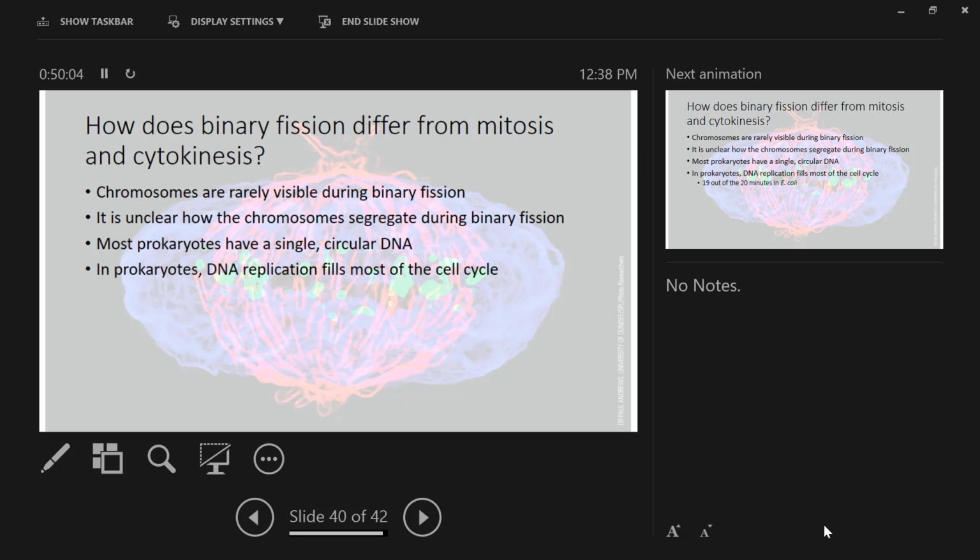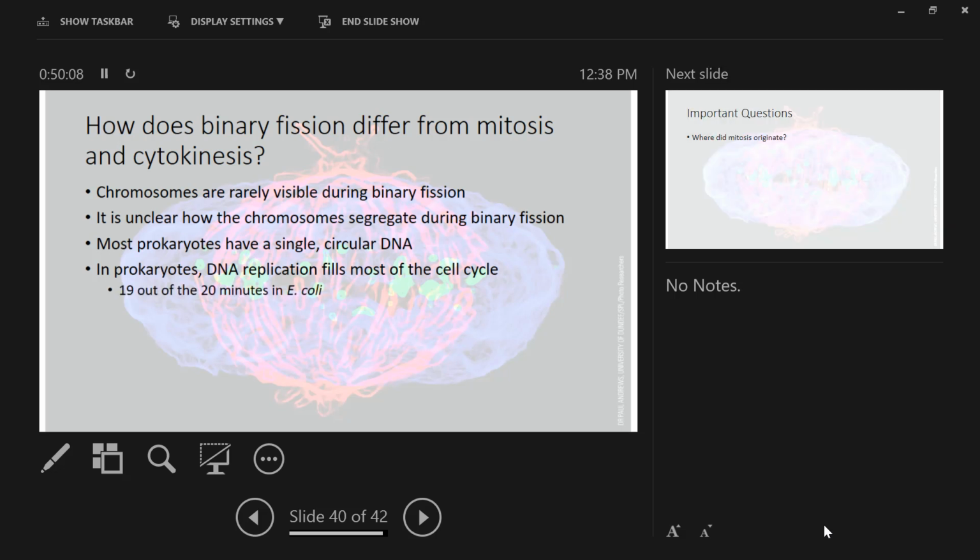In prokaryotes, DNA replication takes most of the cell cycle. So in E. coli, the organism that we know best, basically every 20 minutes the number of E. coli will double. We call that the doubling time. Every 20 minutes, every cell will become 2 cells. 19 out of those 20 minutes are devoted just to replicating the chromosome.